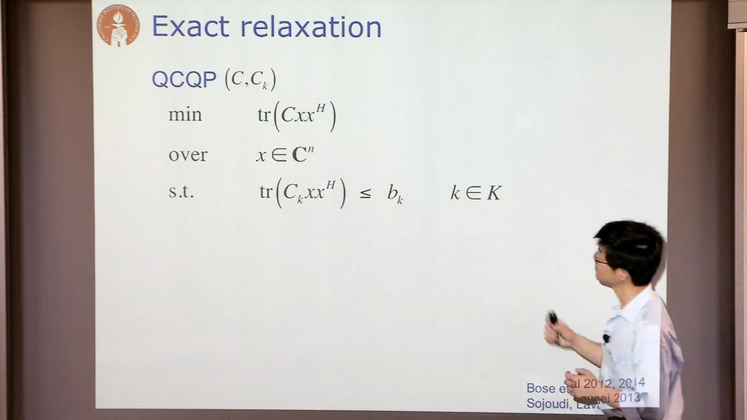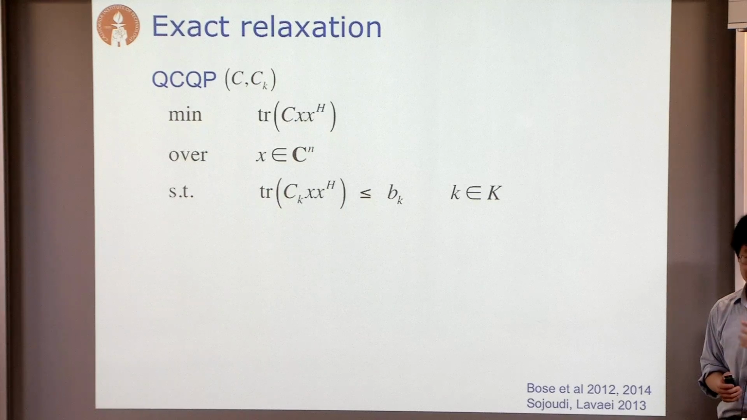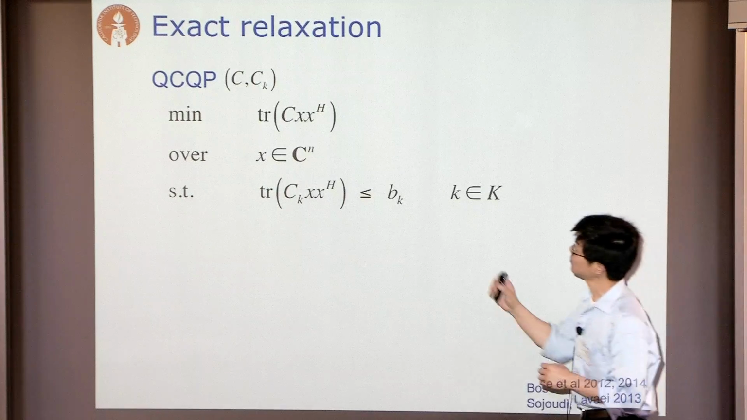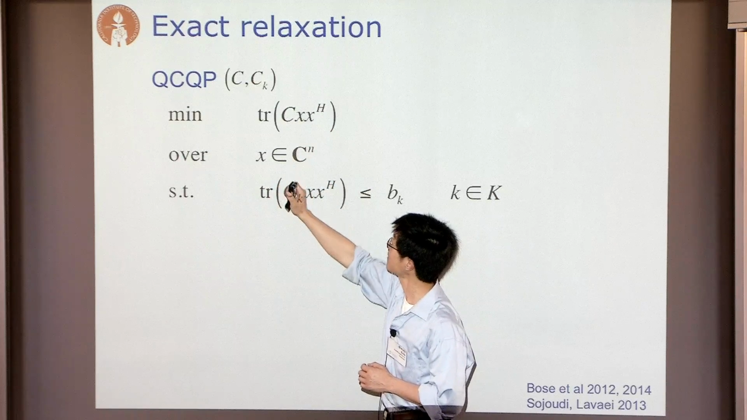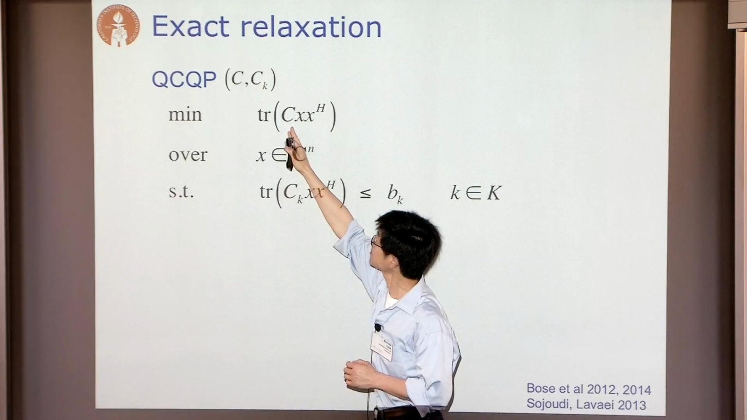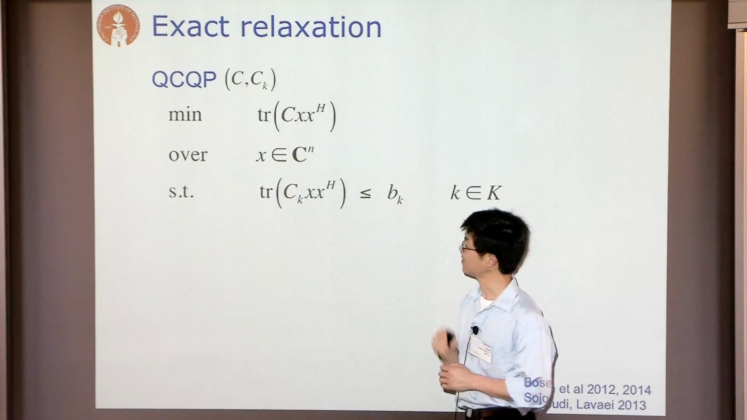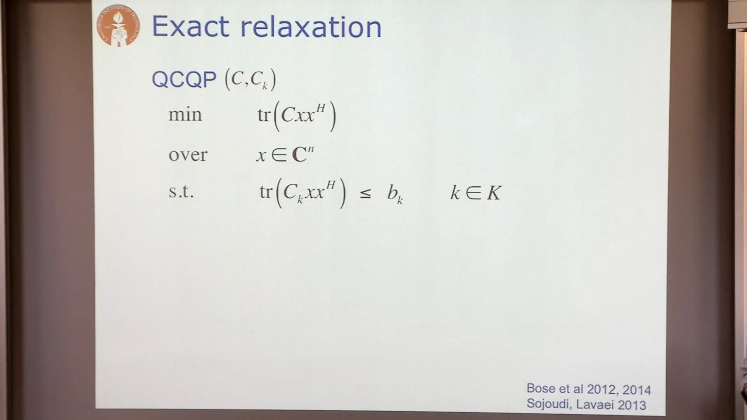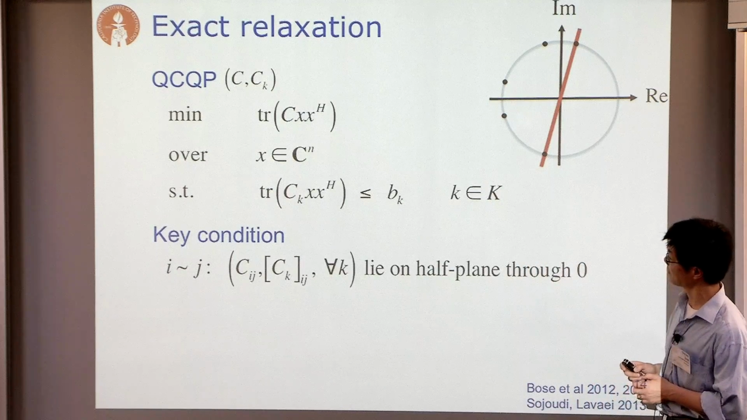OK, so here's one class of sufficient conditions that will guarantee SOCP relaxation will always be exact for tree networks. In general, we have this QCQP, and OPF is just one example of that. It's characterized by the set of cost matrices and constraint matrices. And for this example, the bounds don't matter. There are other conditions where the bounds are important. So the key condition is the following.